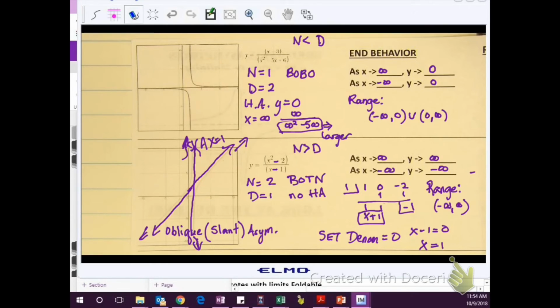So we use the synthetic division to find the oblique or slant. And it's all real numbers.